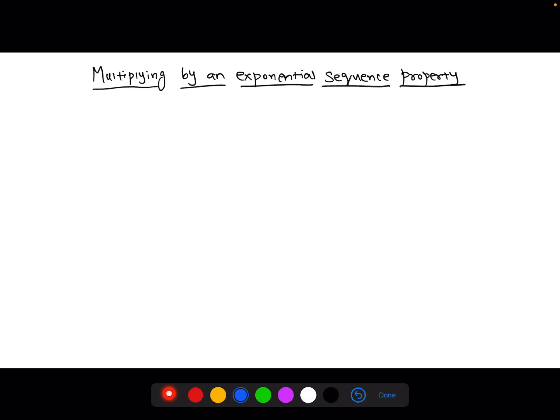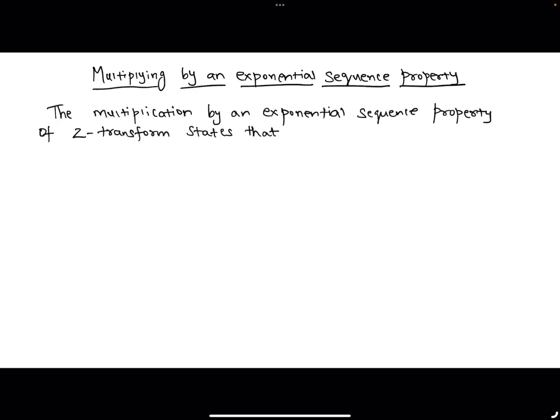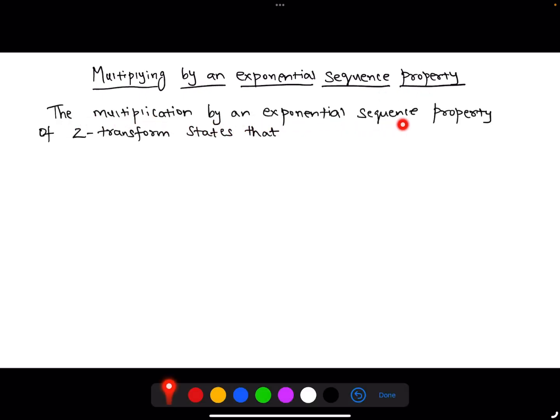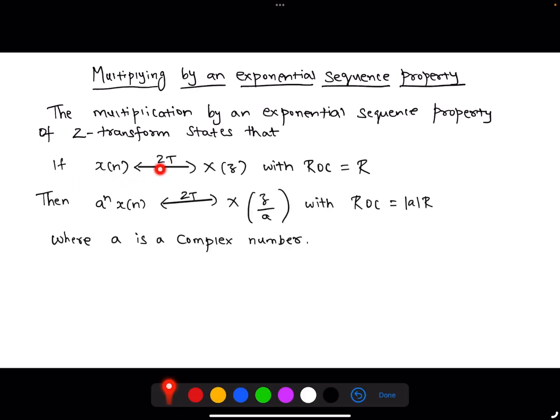So the next property is the multiplication by an exponential sequence property. The multiplication by an exponential sequence property of the z transform states that if the z transform of x of n is capital X of z with ROC R, then a to the power n into x of n, when you take the transform, will give you X of z over a with ROC modulus of a into R, where a is a complex number.